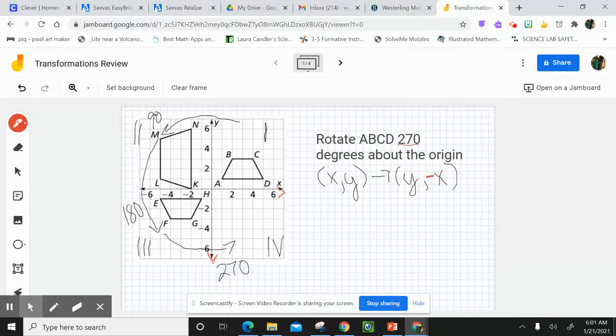Okay, so let's concentrate on one point in particular. Let's look at A. So A is at (1, 1). So my new A coordinate, they're both 1, but I'm just going to focus on that x. That x moves to our y coordinate, and it becomes its opposite. And our y moves to our x. So our A prime is now (1, -1).